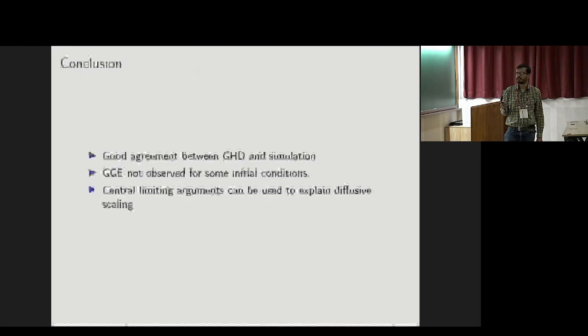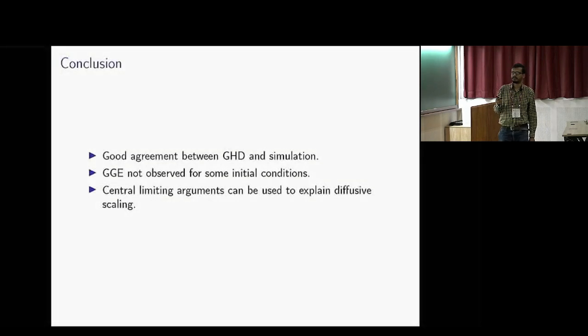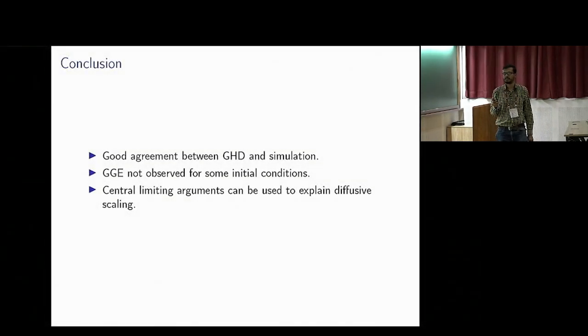So this is my conclusion. We observed that for some initial condition, we do not see convergence to generalized Gibbs equilibrium, and that central limit arguments can be used to explain the dissipation.